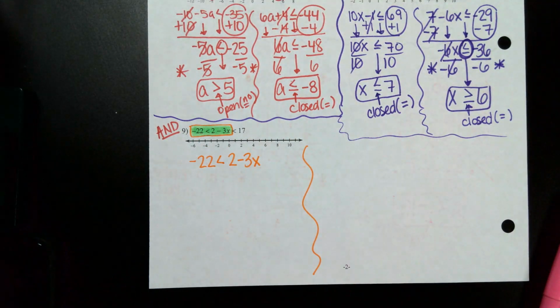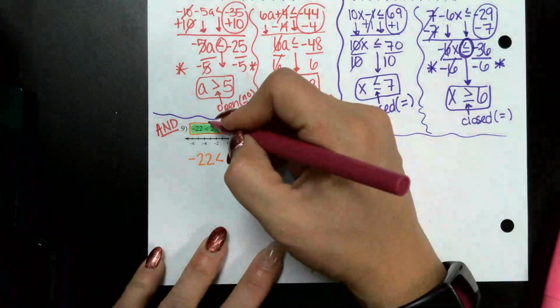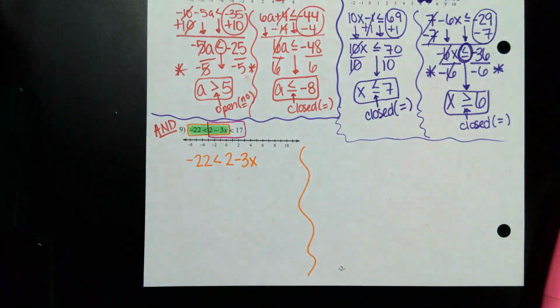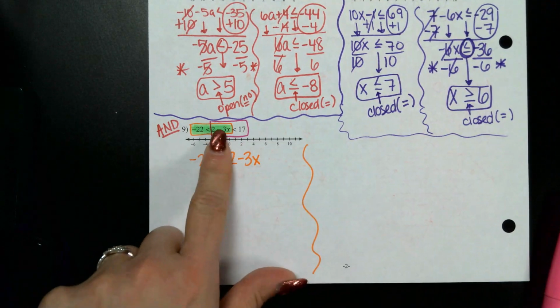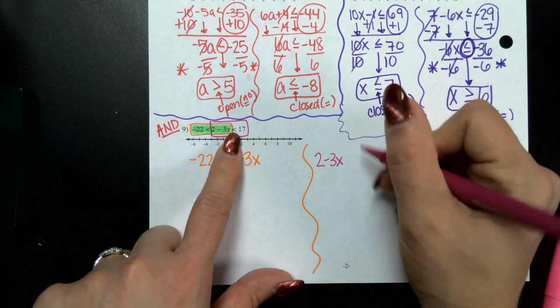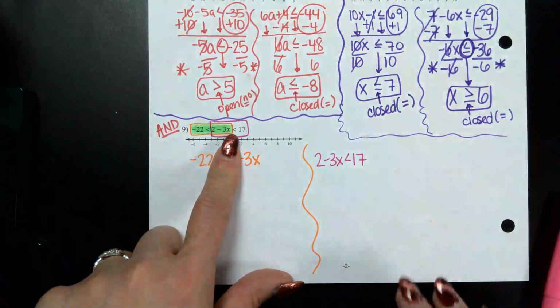What's the second one? 2 minus 3x. Yep, all the way to the end, right? So you do the middle again. So you start with the 2 minus 3x, and then you just keep going, less than 17.